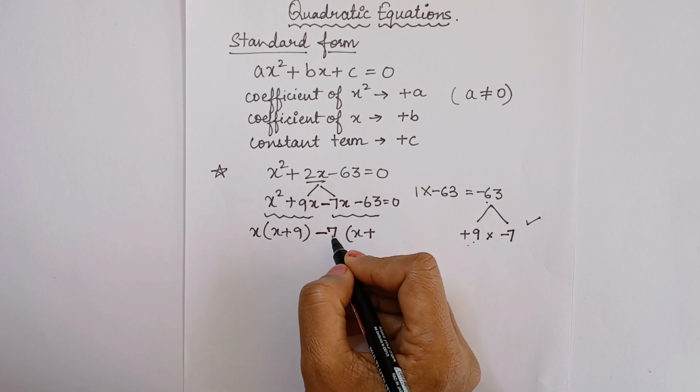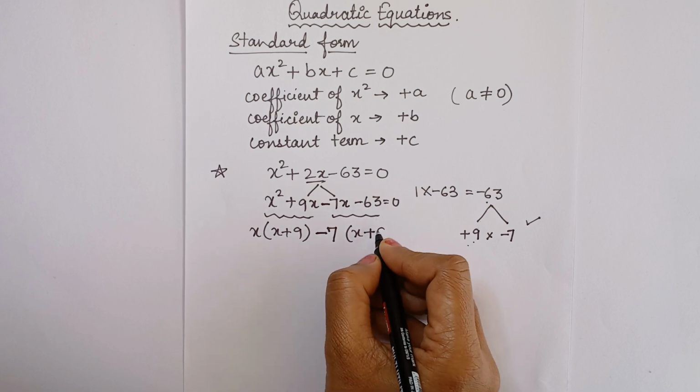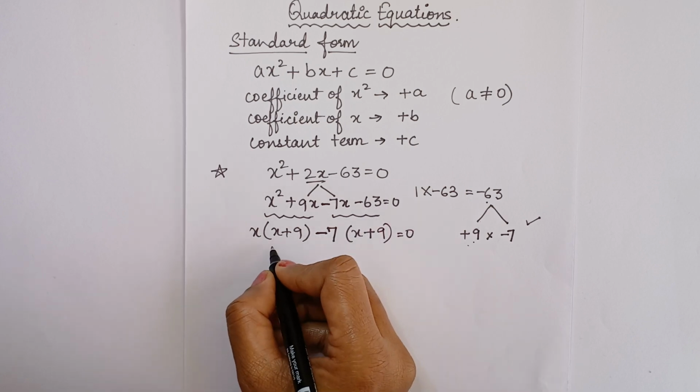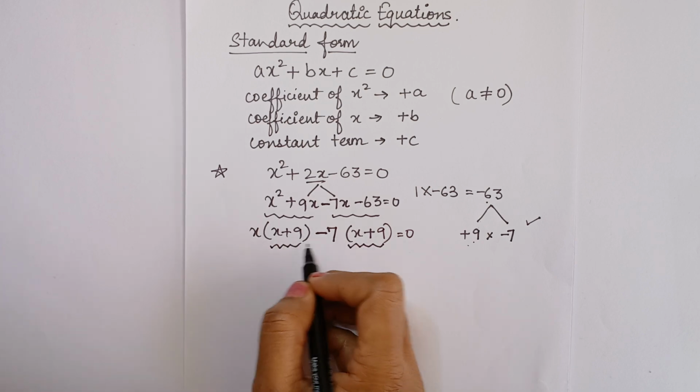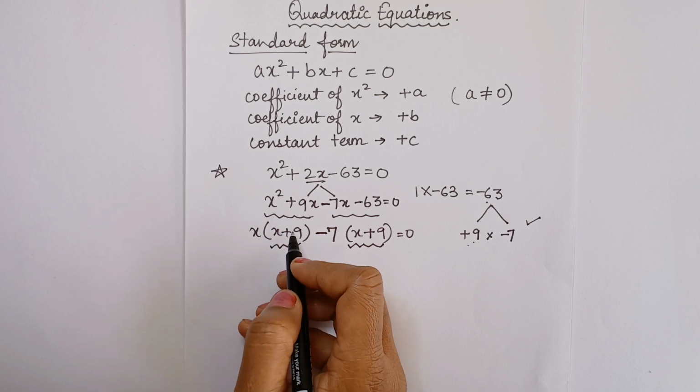So from 63, if I take 7 common, that is 7 9s are 63. So here also it will be 9. So the point to be noted is that these two should come same. If they are not same, then it means there is a mistake in our factorization.